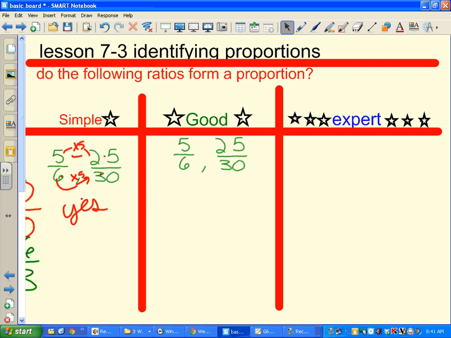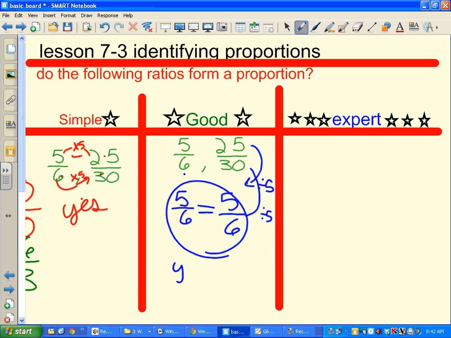Now, in the good way, is this proportional? And the good way is using what we know about fractions to basically simplify. Can I divide 5 and 6 by anything? Well, no, it's already a simplified fraction for me, 5/6. But 25 and 30, can I divide 25 and 30 by something? Well, I can divide it by 5. 25 divided by 5 is 5, and 30 divided by 5 is 6. And that is the same. So according to simplifying both fractions, yes, they are equal.